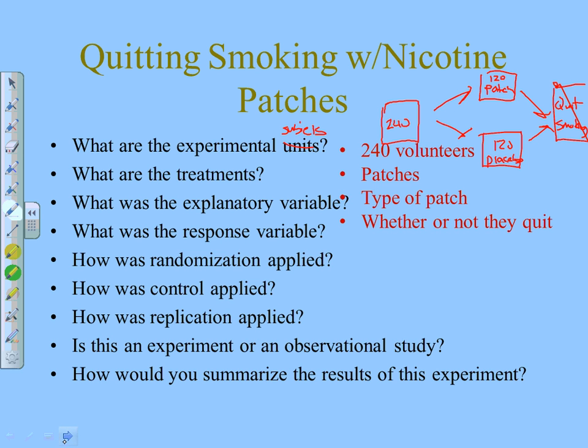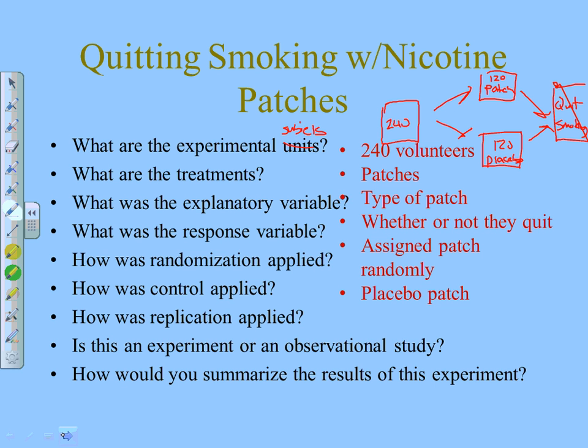Who quit smoking? Excellent. How was the randomization applied? Well, who knows? It could have. It was a double-blind experiment, so nobody knew. So that's probably how they could randomly assign. How is the control applied, Ms. Simpson? What is the control group in this situation? The placebo, exactly. The placebo patch would be the control group.